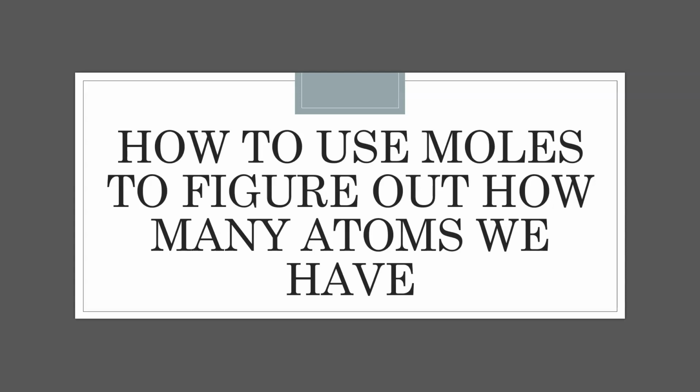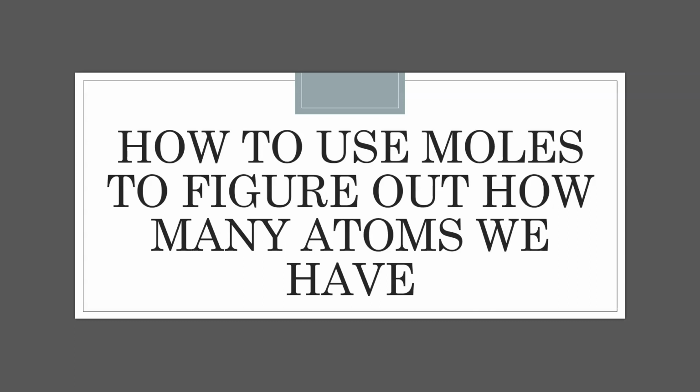In this lecture video, we're going to talk about how to use moles to figure out how many atoms of something that we have. Remember from the last video that moles are just a name for a specific number of things, specifically 6.022 times 10 to the 23rd, right? So we're going to figure out if we have a certain number of moles, how many actual atoms is that? So we're going to be doing some calculations.